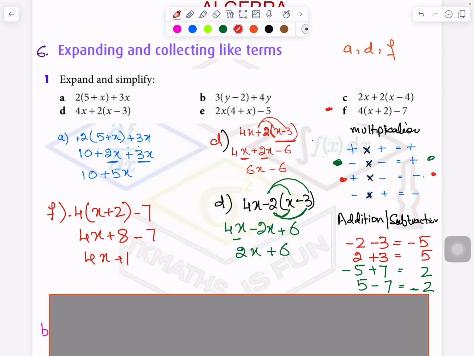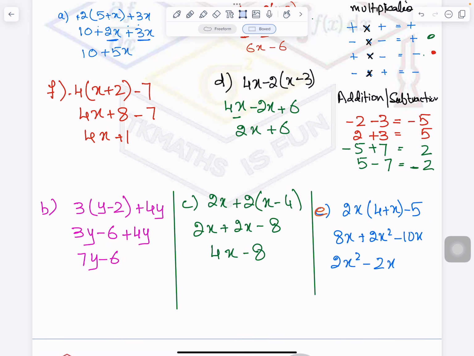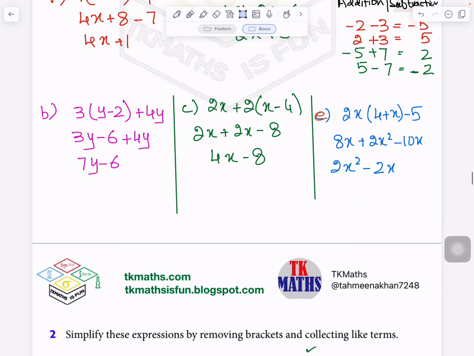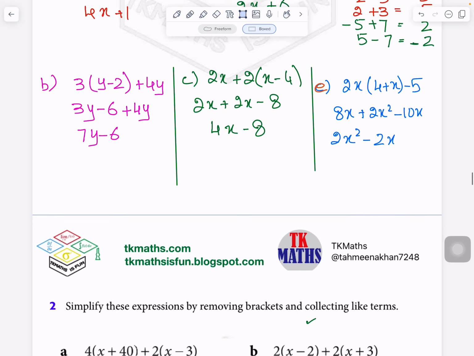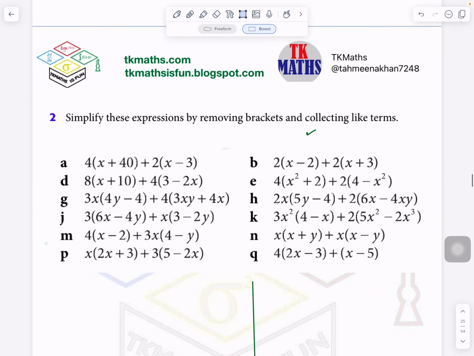So now I'm showing you the working of the other 3 parts. First of all, you put the video on pause and try it yourself and then see the solution. Okay, just a minute. Okay, so you can check your working and you can give marks to yourself. I'm sure you will get full marks. You're a genius.